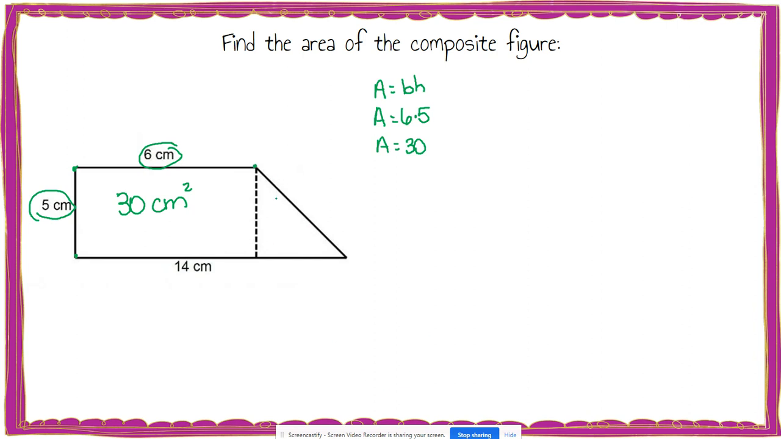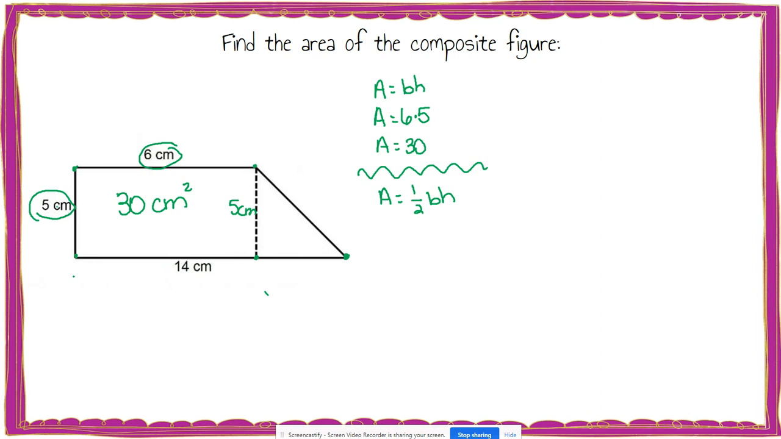Now I need to find the area of my triangle. I know that to find the area of a triangle, I'm using the formula area equals 1/2 base times height. Well, when I look at this triangle, I need to know the height, which is right here, and that's going to be equal to this because it's the same as this rectangle. So 5 is going to be the same measurement right here. But I need to know the base, and it does not give me that information.